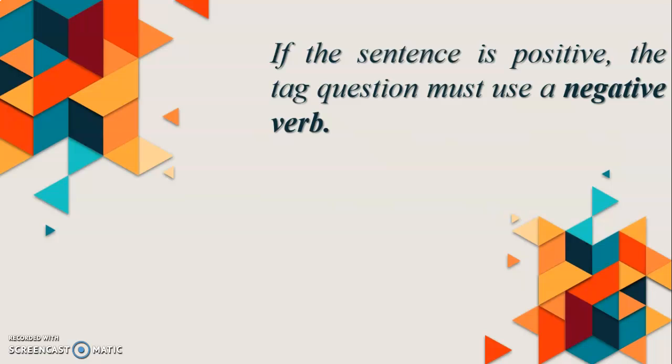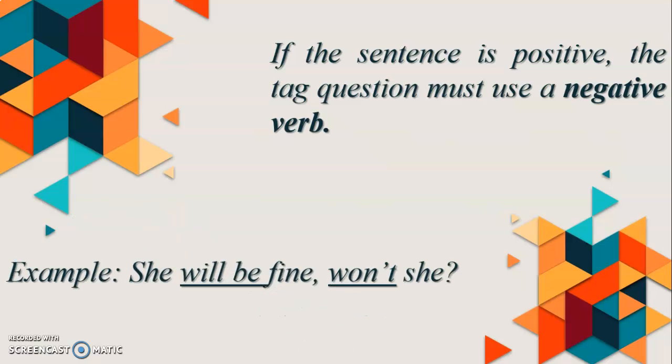Now, if the sentence is positive, if it is affirmative, the tag question must use a negative verb. So basically, if the sentence is positive, the tag question must be negative. So positive, then negative. Sentence positive, tag question negative. Now, I wanted to take a look at this example.